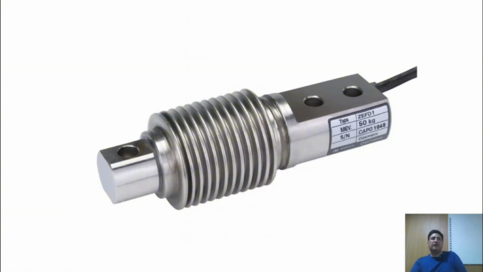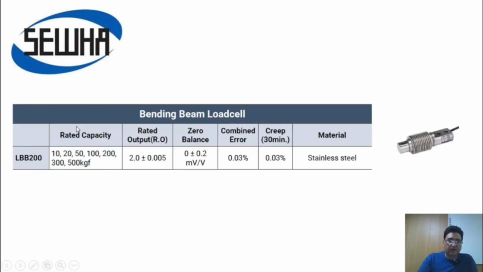The next load cell I will introduce to you is among the bending load cells. These load cells are commonly referred to as bending beam load cells. In the SEWHA brand, we know these load cells by the code LBB200, and they are available in capacities from 10 kilograms up to 500 kilograms. The body of these load cells is made of stainless steel. Their combined error is also 0.03%.